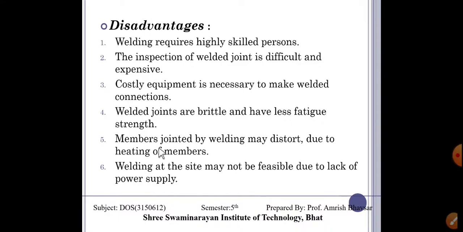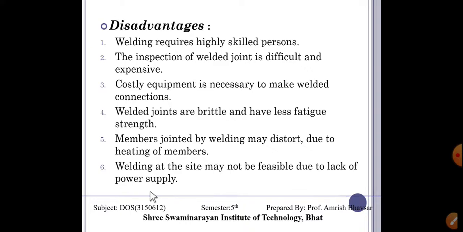Number five, members joined by welding may distort due to heating of the member. Sometimes when we do the welding connection, heat is produced, and due to that heat, members distort. Number six, welding at the site may not be feasible due to lack of power supply.